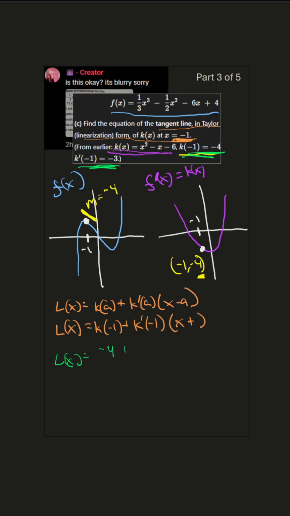-4 minus 3 times x plus 1. We're just plugging in those values. So what is that L of x? That is just the tangent line through the point, through the x value that we chose of -1 on the derivative function there.